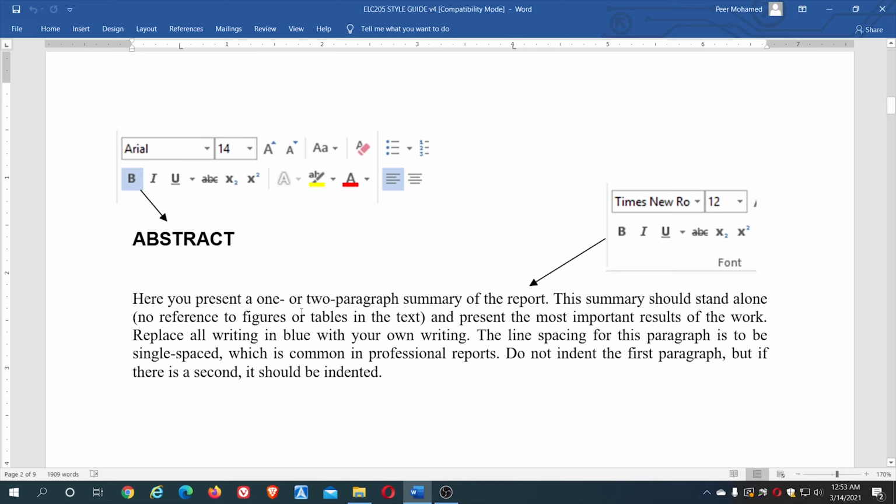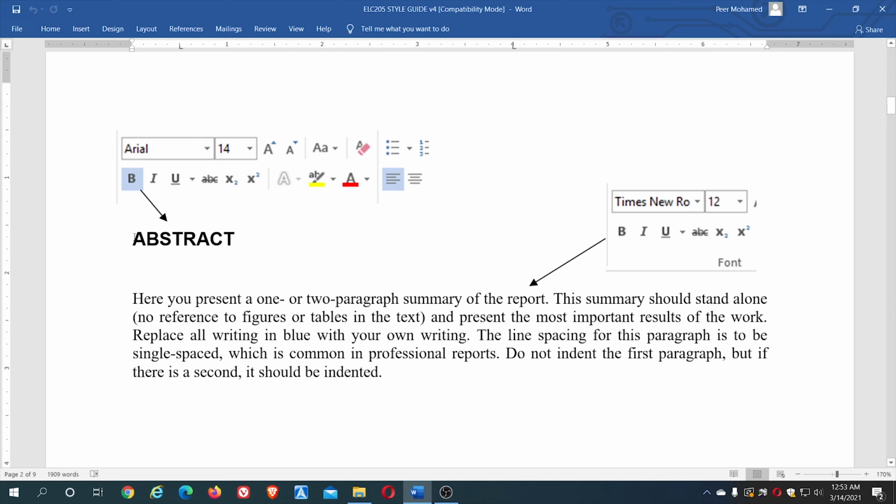As I already told you, the abstract is the summary of the report. Even though it's a summary of the report, it can be written only at the end. When you finish the report, you will be writing it at that time. But it will be placed here in the first page of your report, next to your cover page. So the text here in the one or two paragraphs will be in Times New Roman font, size 12, single spacing.